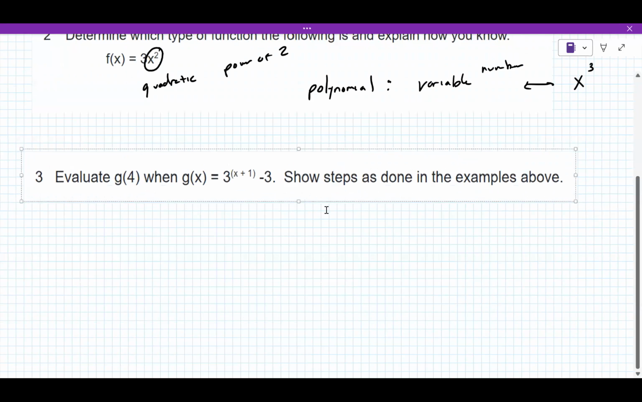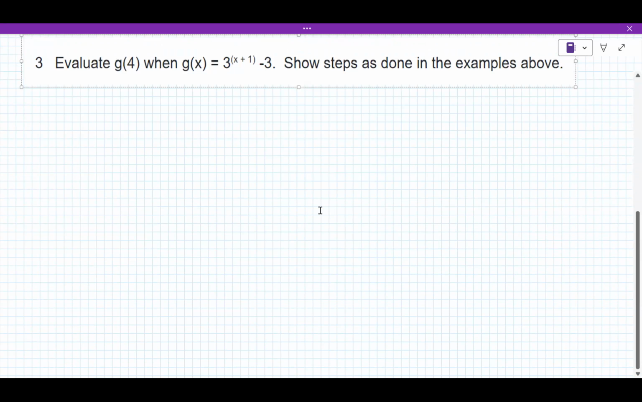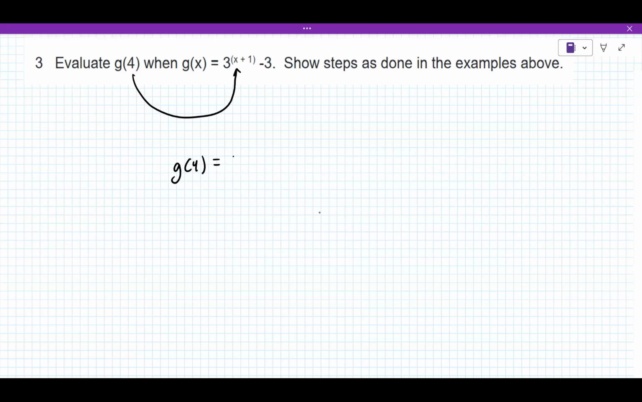Okay, so let's look at number 3 now. It says evaluate g of 4 when g of x equals 3 to the x plus 1. That means you're putting 4 in for x. Wherever you see an x, you're going to replace it with a 4. So first start by writing it down with the number replaced for x. And now it's order of operations. Right, PEMDAS.